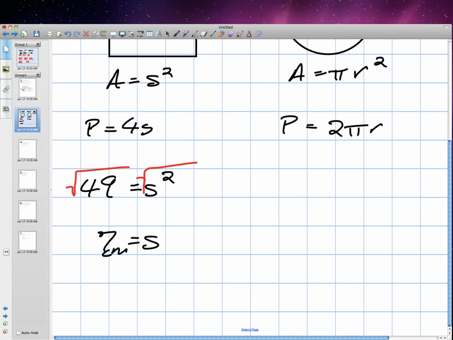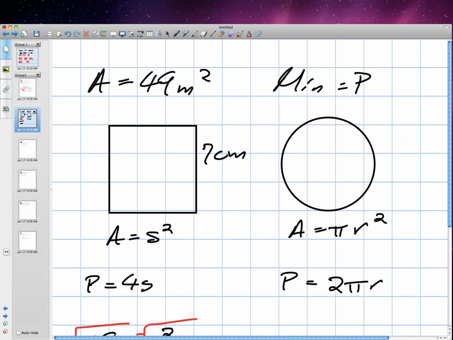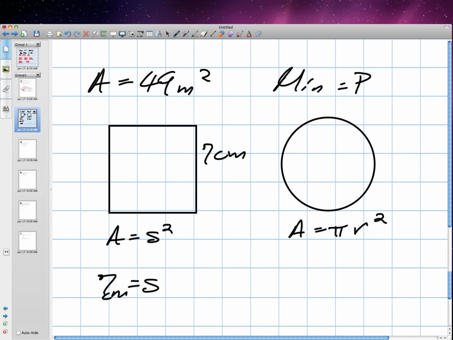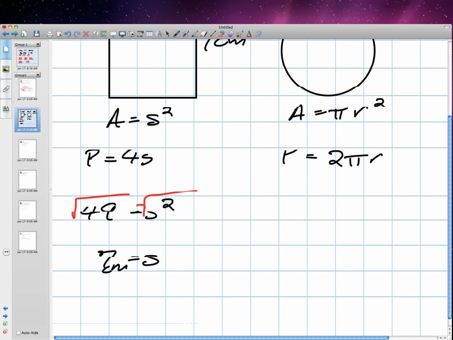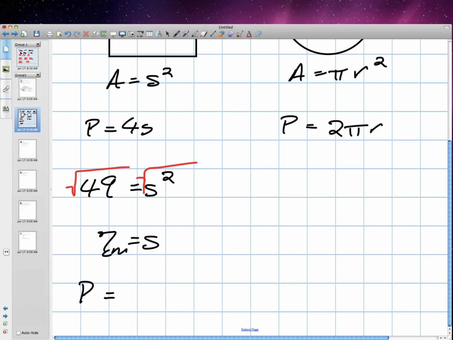So now we're going to calculate the perimeter of this object. Our perimeter is P is equal to 4S. We know the S is 7. So the perimeter of this shape is equal to 4 times each side. Our perimeter would be 28 centimeters for our square.